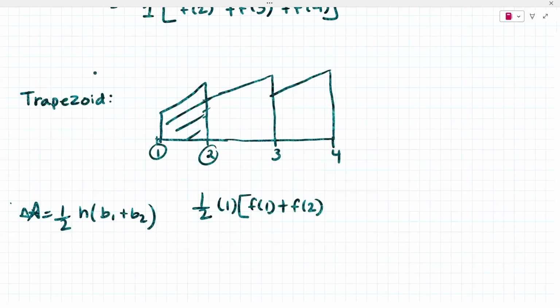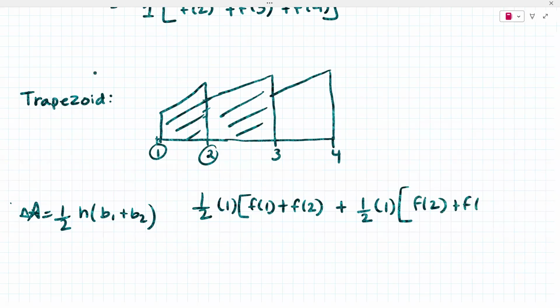Okay, and then plus, let's do the other trapezoid. So it's going to be 1/2. And then my height from 2 to 3, or my delta x, is 1, because 3 minus 2 is 1, times the bases f2 plus f3. Okay, and then the next one is the other trapezoid. It's going to be 1/2. The distance from 3 to 4 is 1. And then f3 and f4.